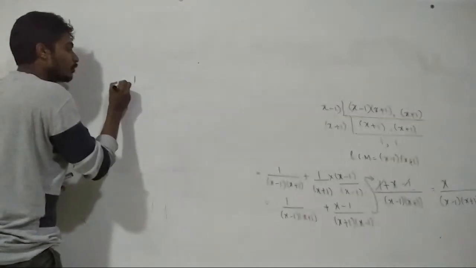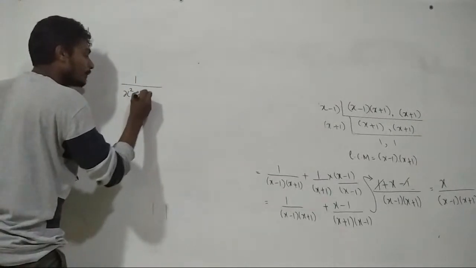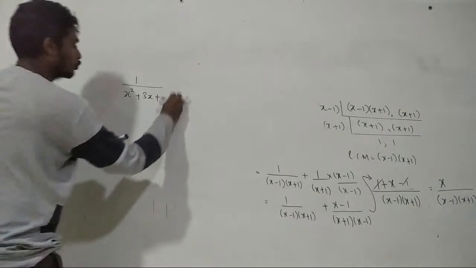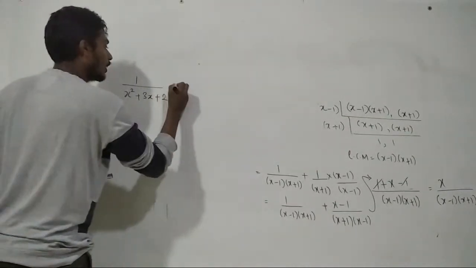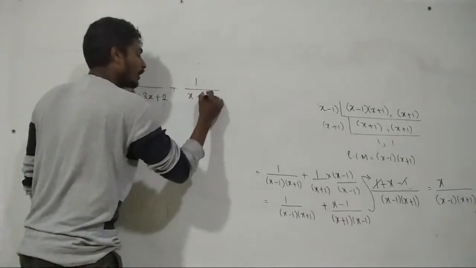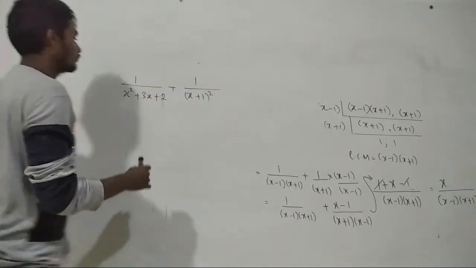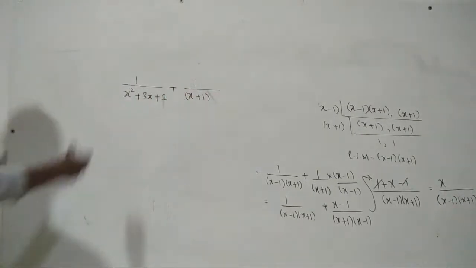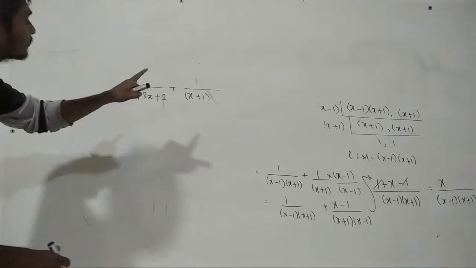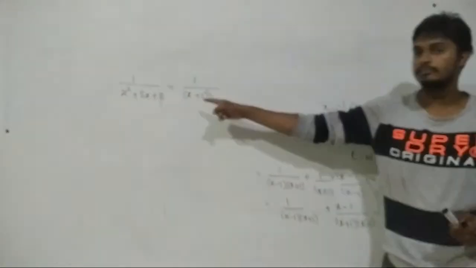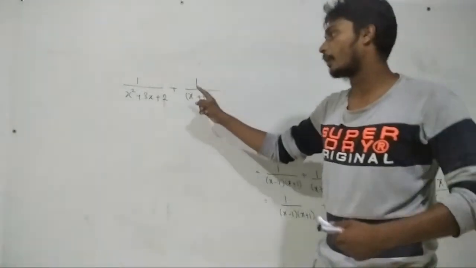So what if you have a quadratic equation like this? 1 over x squared plus 3x plus 2, plus 1 over x plus 1. Let's not say x plus 1 squared, let's just say it's x plus 1. Because when you have something like this, how are we going to solve this kind of problem?